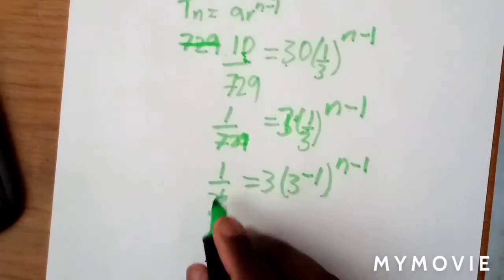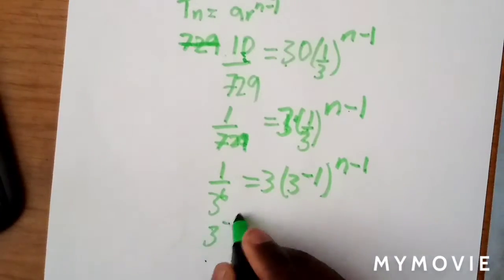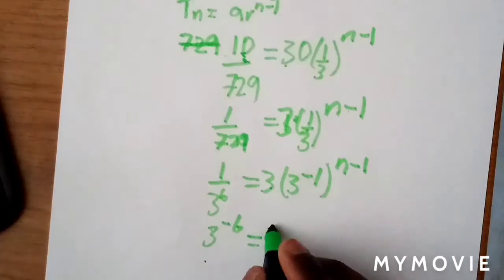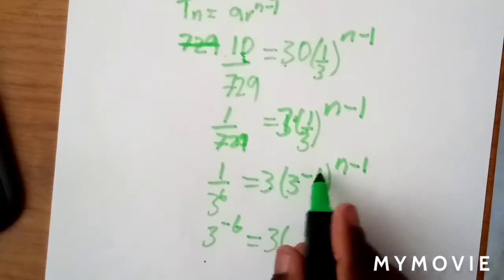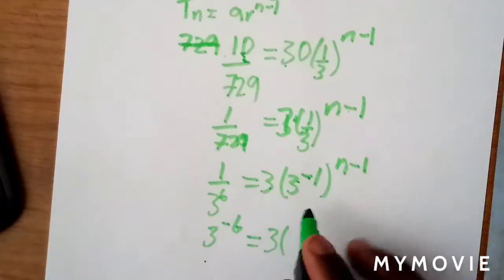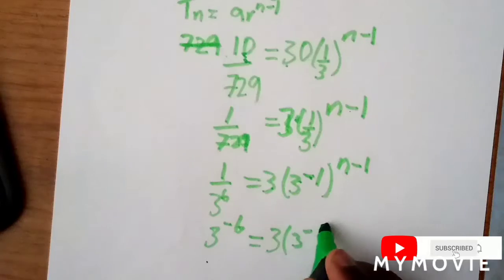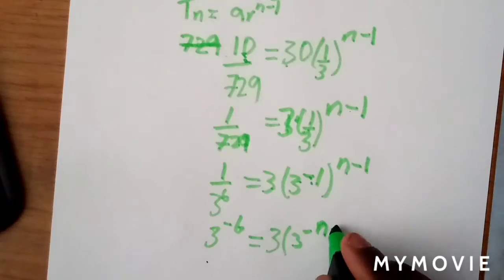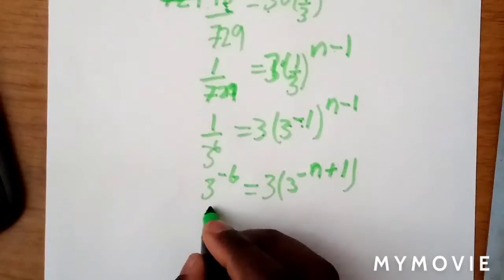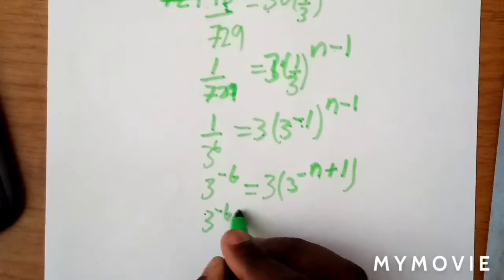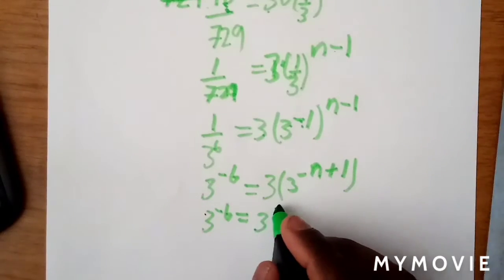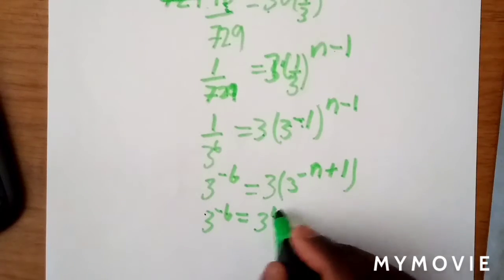1 divided by 3 to the power 6 gives us 3 to the power negative 6, equal to 3 into 3 to the power negative 1 times n minus 1, which is 3 to the power minus n, minus 1 times minus 1 equal to plus 1. 3 to the power negative 6 equal to 3, this is 3 to the power 1.